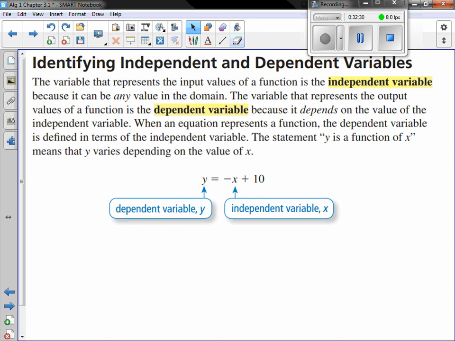The dependent variable is called dependent because it depends on the value of the input. Because what we put into the function will change what comes out. When we change the x, when we put something in for x, it changes the value of y, input and output. So in most functions, we call the dependent variable y, and we call the independent variable x.